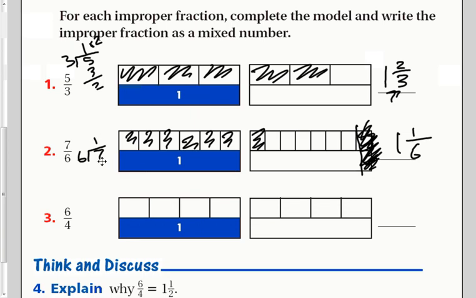If we try our division method, remember it's 7 divided by 6. 6 goes into 7 one time with a remainder of 1. So 1 whole, our remainder is 1 here, and the denominator stays the same.